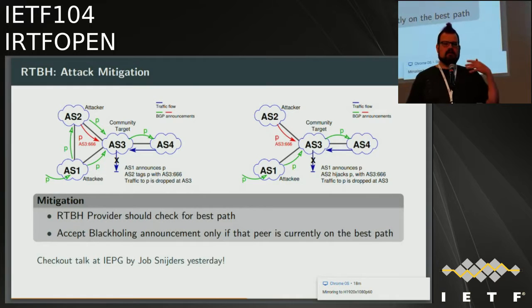So if you only accept the black holing, if the peer that is announcing the black holing for a prefix is your current best path to that prefix, these problems go away.